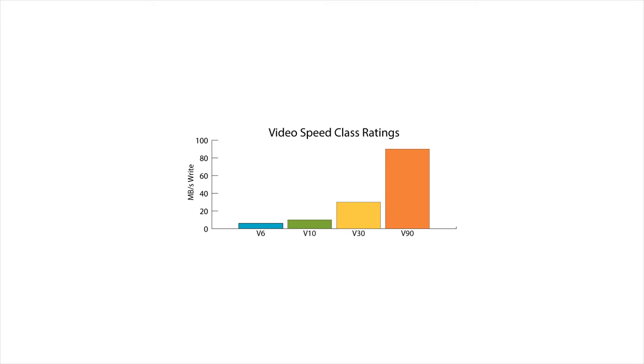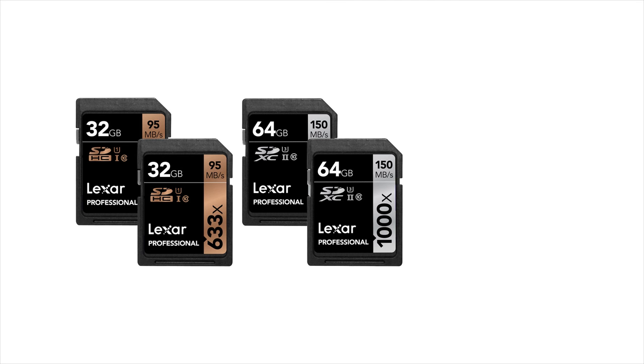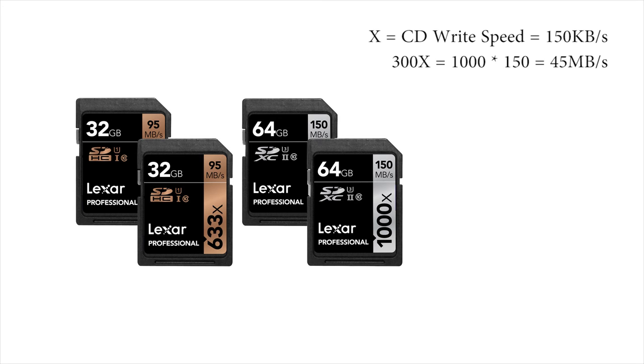While high-speed cards are in need of the hour, all thanks to ultra-high-definition videos, a new naming convention has come into the picture, which is video speed. For example, V30, V60, and V90, which translate to 30 megabytes per second, 60 megabytes per second, and 90 megabytes per second respectively. If you ask me why certain cards used to mention speed as X, it is in reference to the standard CD write speed, which was about 150 kilobytes per second. So a 300X card translates to 45 megabytes per second.